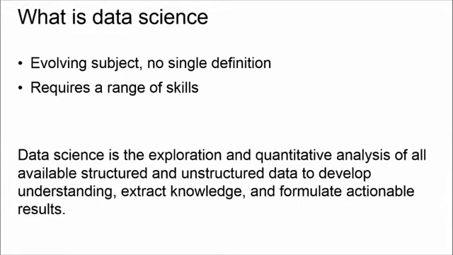Right. So what is data science? Data science is an evolving subject. It's fairly recent, so there's no single definition. But what we do know is that it requires a range of skills. So yes, computer science, mathematics, and statistics, but also whatever domain you're in, you need expertise in that domain. So for instance, if you're working on a data science project in marketing, you need marketing expertise. And if you are working on a data science project in some other field, you need the expertise from that field, like criminology or whatever it is.